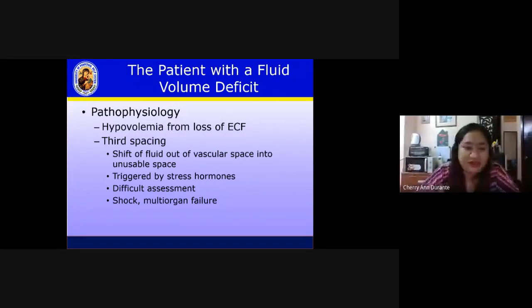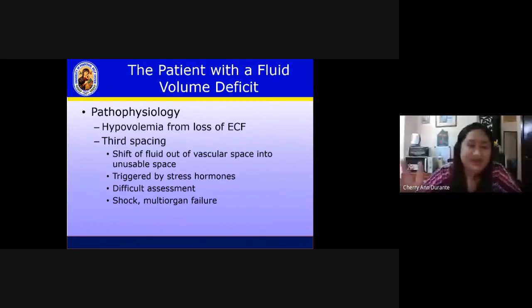So, there's a decrease in the level of the blood. Okay? So, the third, spacing. We've mentioned this already. It can be the shift of fluid out of the vascular space into the unusable space, like your peritoneum. It's unusable, you can't use it. So, that's where your fluids are. Supposed to be nothing there.